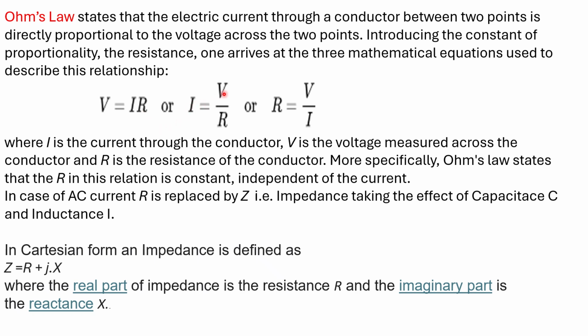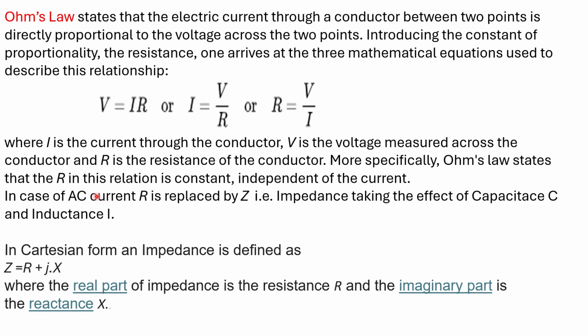Current is equal to voltage upon resistance, I = V/R. R equals voltage upon current, R = V/I, where I is the current through the conductor, V is the voltage measured across the conductor, and R is the resistance of the conductor. More specifically, Ohm's law states that R in this relation is constant, independent of the current. Actually, R varies with the temperature.